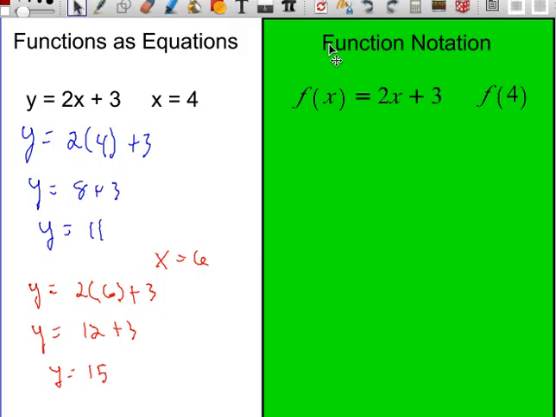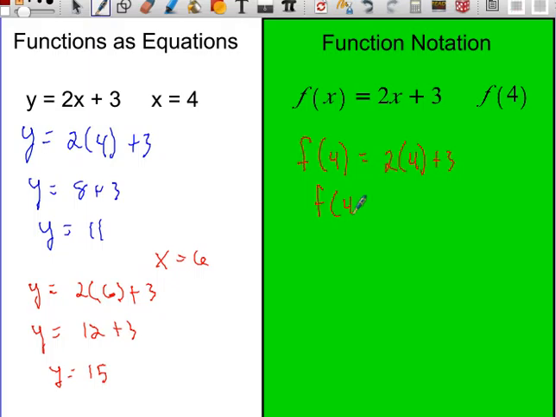Then, when I see next to it f of 4, this is not f times 4, this is f of 4. This tells me what number I'm going to substitute into the function for x. And so all I have to write then is f of 4 equals 2 times 4 plus 3.